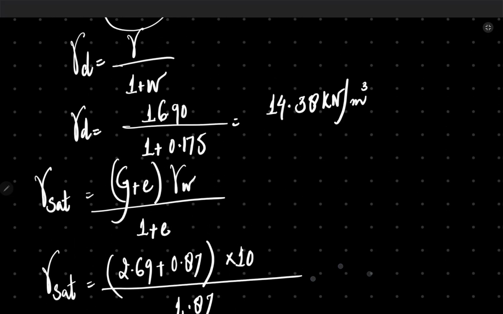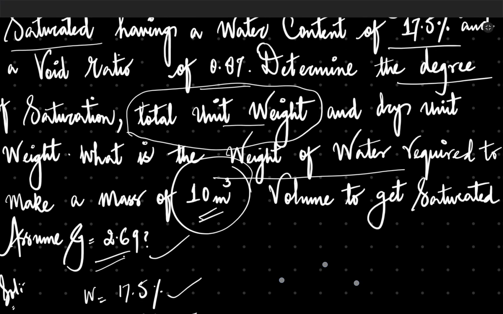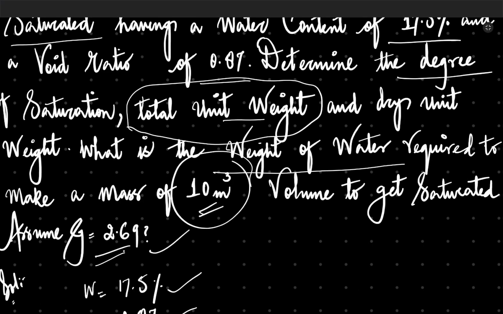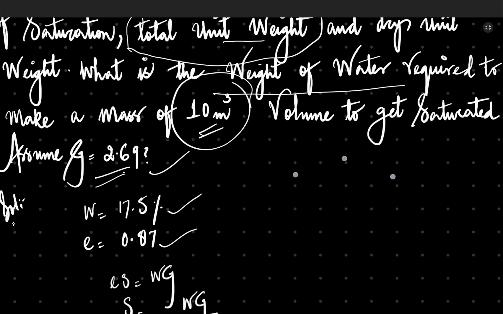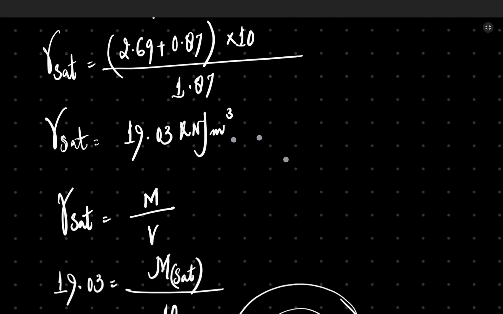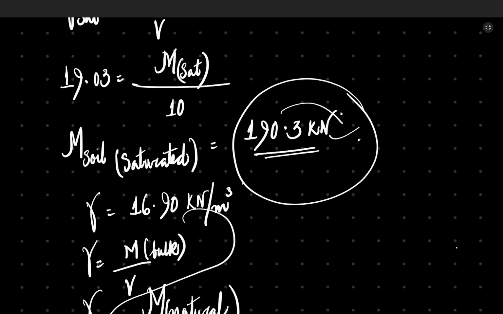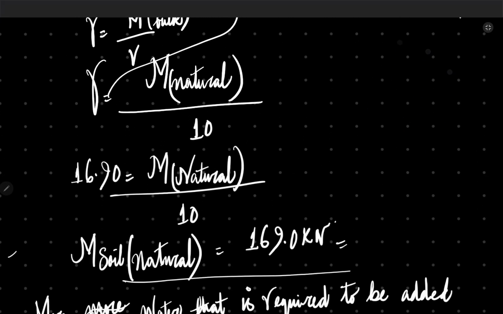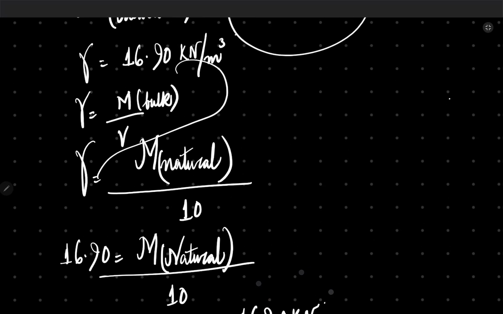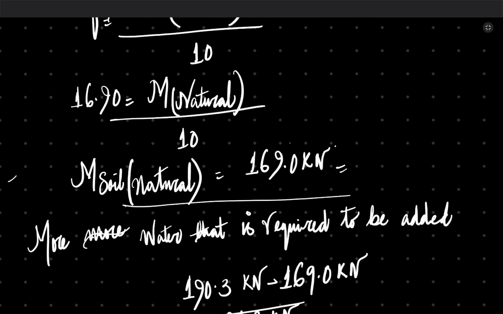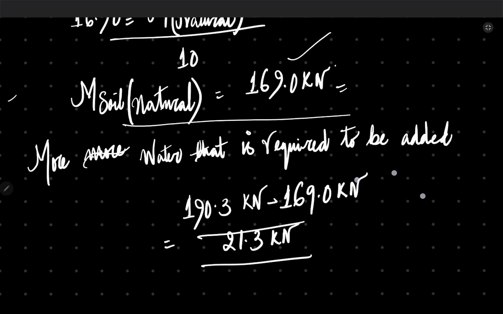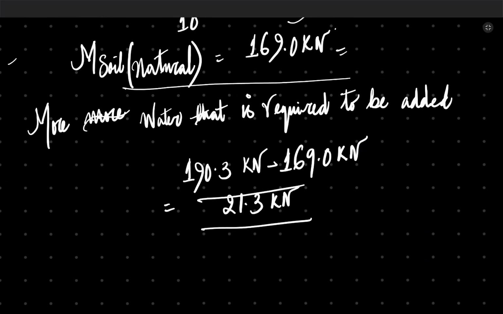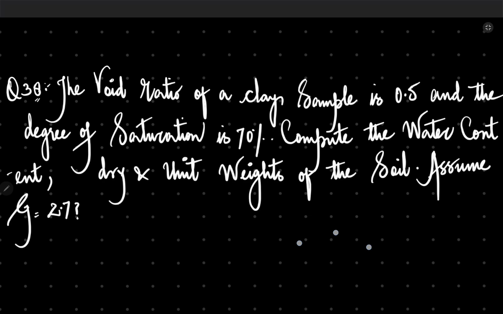All right, so that's how we arrived at the mass or the weight of the water which is required to be added to 10 cubic meter volume of the same soil to get it fully saturated. The mass of the soil in the saturated state came to 190.3 kilonewton, and in bulk or natural state it was 169.0 kilonewtons. So the more water required to be added to this partially saturated soil to make it fully saturated is 21.3 kilonewton. With this we have completed this question in all respects. Let's move to the next one.